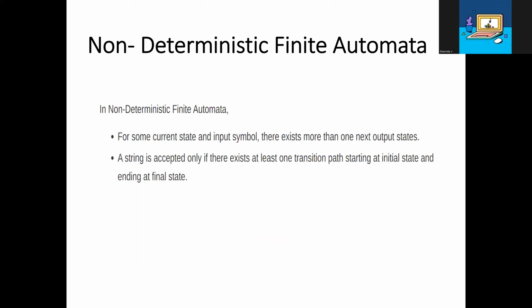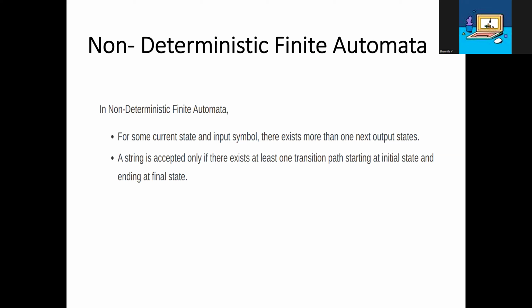Today we're going to discuss non-deterministic finite automata. In a non-deterministic finite automaton, the transition from one state to the next on an input symbol is allowed, and epsilon transitions are also possible. A string is accepted only if there is at least one transition path starting at an initial state and ending at a final state.